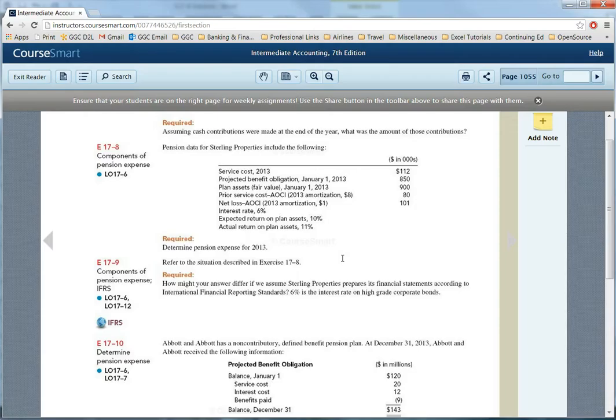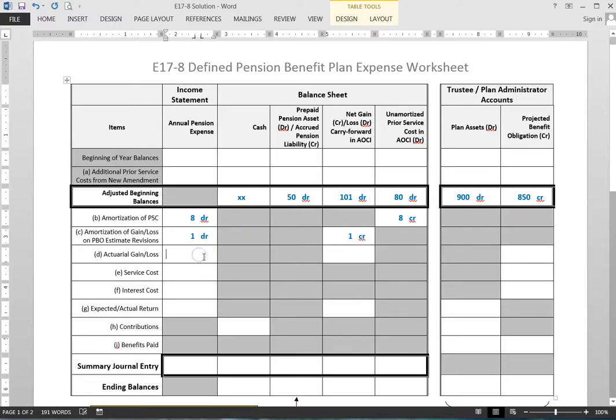All right, so again, I go back to the problem here. There's no mention in Sterling Properties of any sort of actuarial gains and losses that have been generated. So I'm just going to put little lines in here to indicate that I've considered that information, but that there are no gains or losses. And now we begin to get to the core changes that affect the pension expense accounts and projected benefit obligation. First of all, service cost.